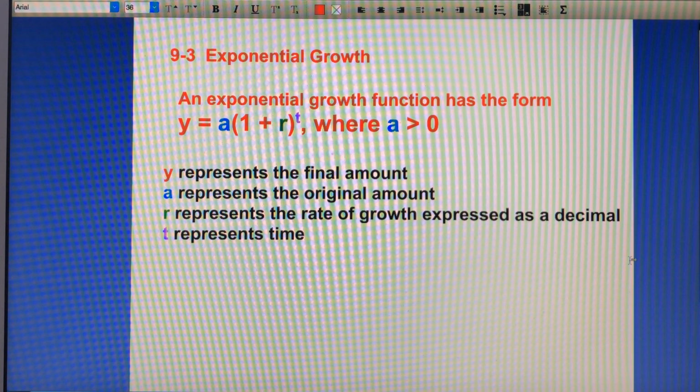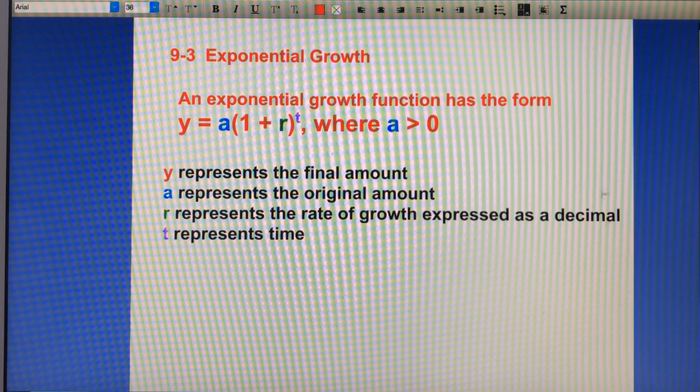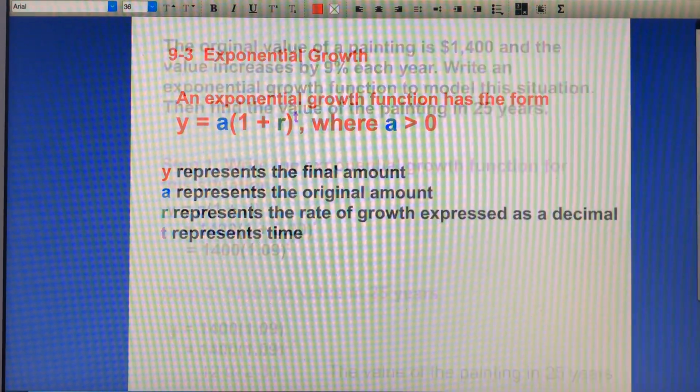An exponential growth function has this form: y equals a times (1 plus r) to the t power, where a must be greater than 0. Otherwise, everything would just be 0. y represents the final amount, a represents the original amount, r represents the rate of growth expressed as a decimal, and t represents time. So let's go slowly.